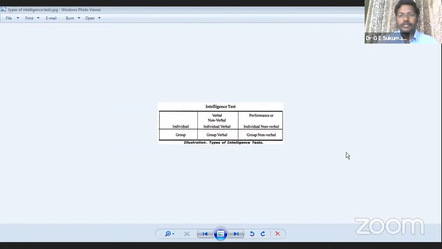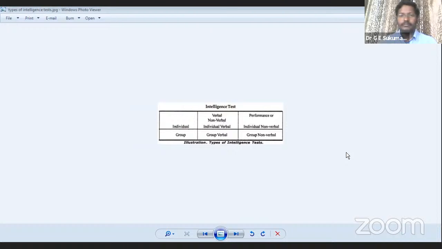There are also certain performance tests where it requires manipulation of tasks. When I have given them a task, they need to manipulate it, analyze the given task, and come up with a task completion, that is performance. That also doesn't require much language, but clear-cut oral instructions should be given.